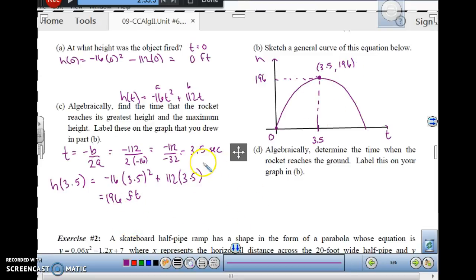All right, so that would be the greatest height is 196 feet, and it happens at 3.5 seconds. All right, algebraically determine the time when the rocket reaches the ground.